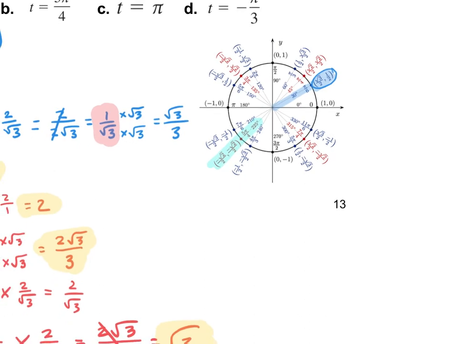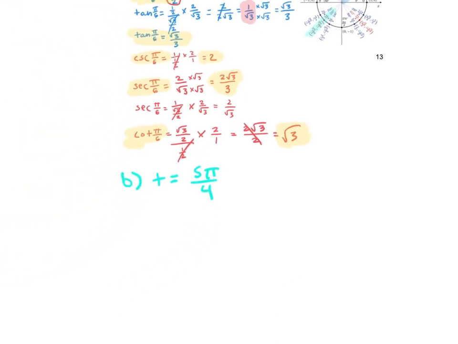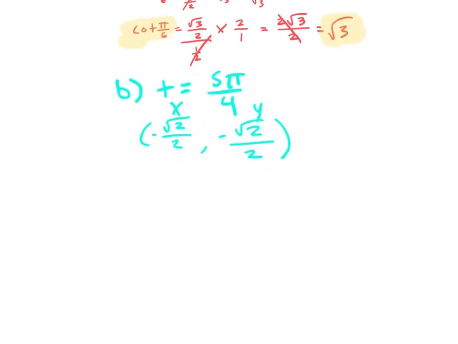So our x is negative square root 2 over 2, and our y is negative square root 2 over 2. This is our x, and this is our y. It always helps to label it just so you know what's going where. I find it easier just to label it. It's one extra step, but it's kind of a quick step. So first thing we need to do is find sine of 5 pi over 4.